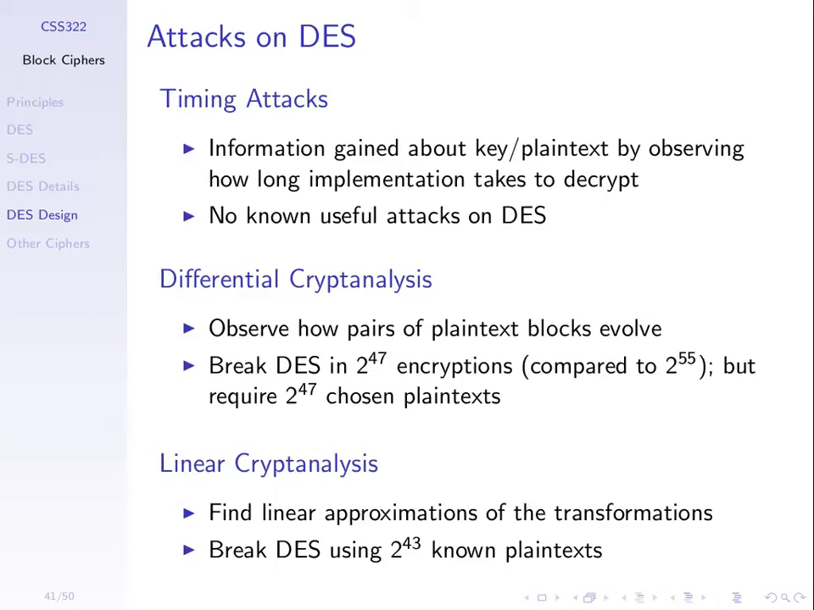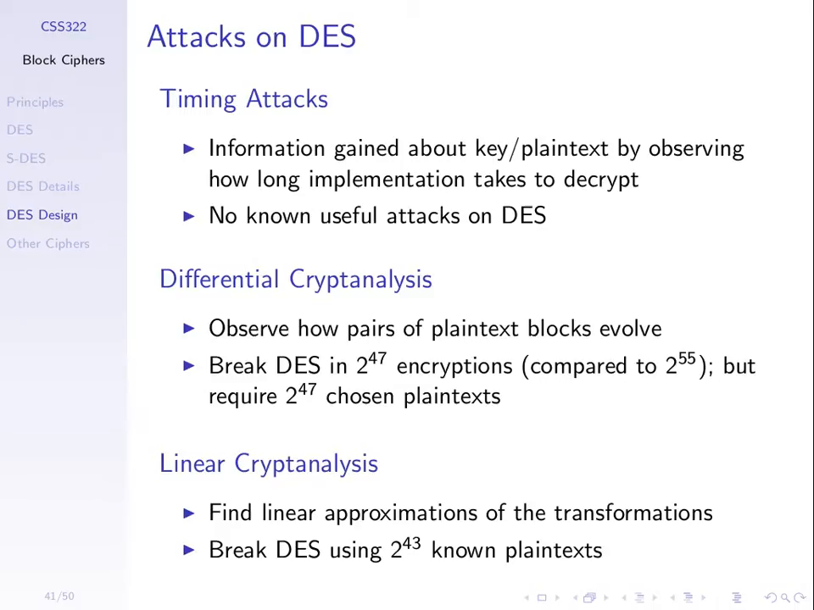But it required the attacker to have 2 to the power of 47 plain text values known in advance. So they need to know a lot of plain text in advance for this attack to work. So in practice, not very useful. And another one, linear cryptanalysis, got about the same number of operations, and they need 2 to the power of 43 known plain text values.